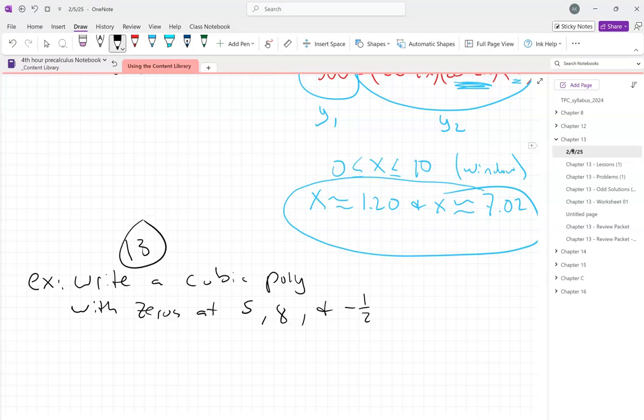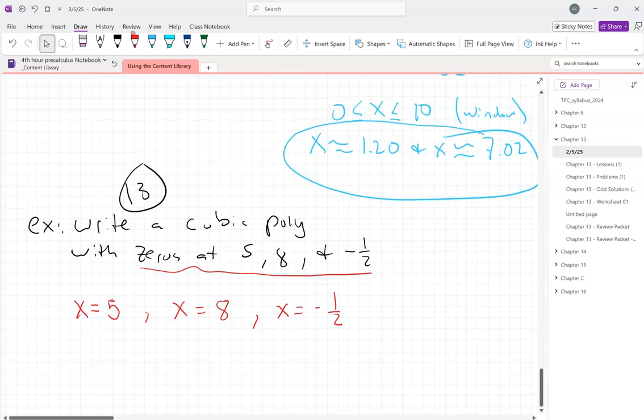So this is number 13 from the homework, just FYI. It says to write a cubic polynomial with zeros at 5, 8, and -1/2. If I have zeros at 5, 8, and -1/2, that means I have solutions x equals 5, x equals 8, and x equals -1/2, right? Everybody's cool with that?